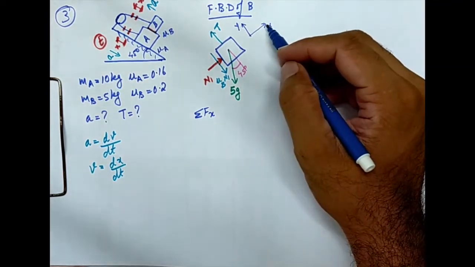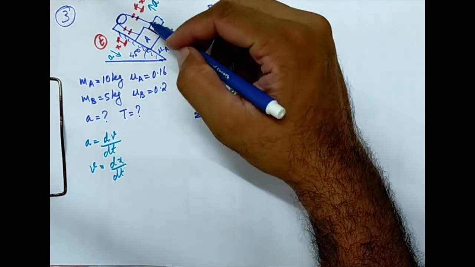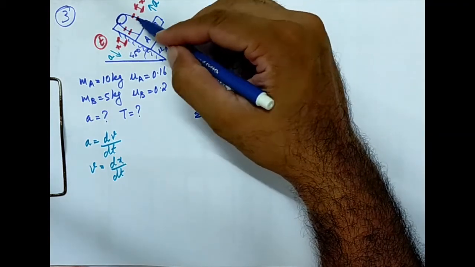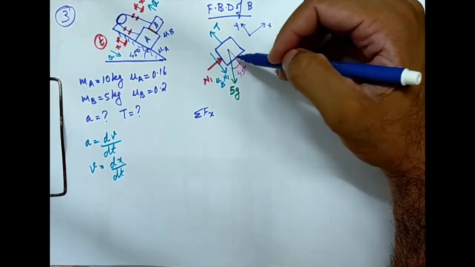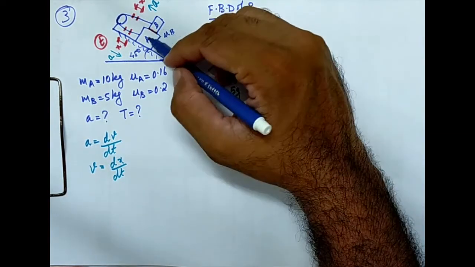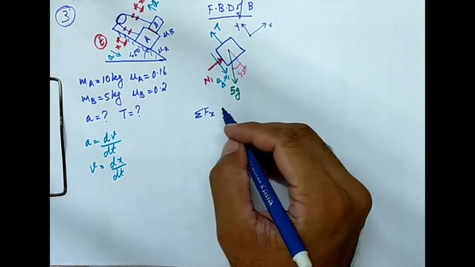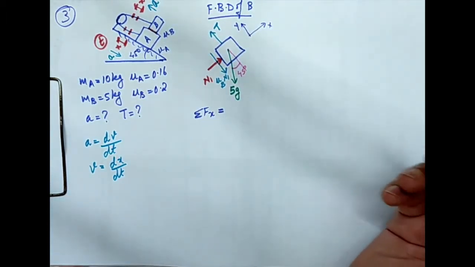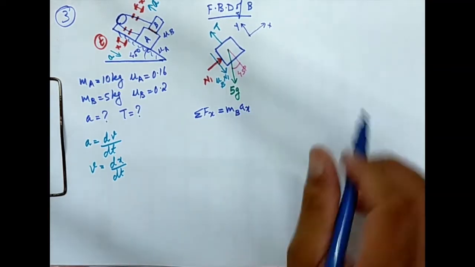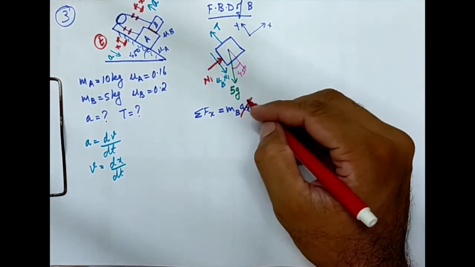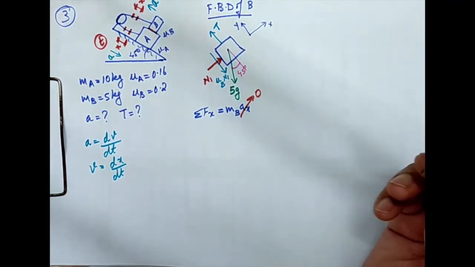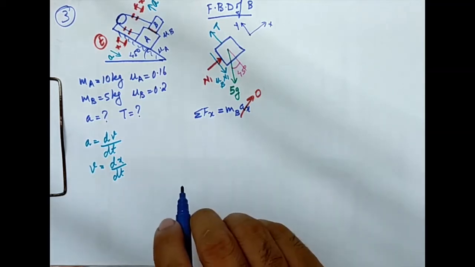If we consider the x direction, this particular block B is not moving in x direction, it is only moving in the y direction given in the problem. It can only move in the y direction, which means that the acceleration in the x direction is 0. So I can either use the static equilibrium condition, or I can write mb ax, where ax equal to 0. So it's the same as sigma fx equal to 0, which is our static equilibrium condition.